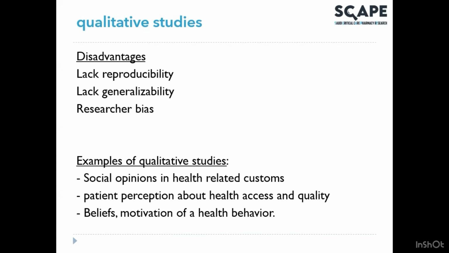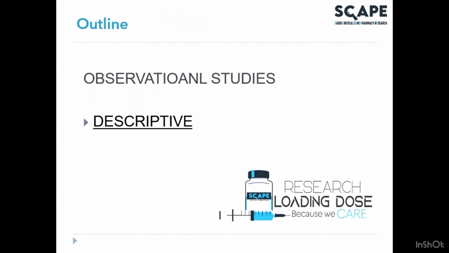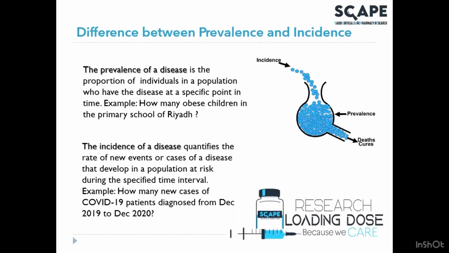Okay, so here we covered the qualitative studies. Let's move to the observational studies, the descriptive part of the observational studies. But first of all, I want to define very important terms in epidemiology: the prevalence and the incidence. So what is prevalence and what is incidence?